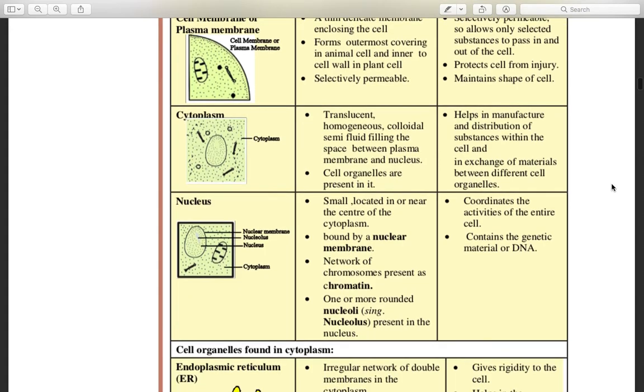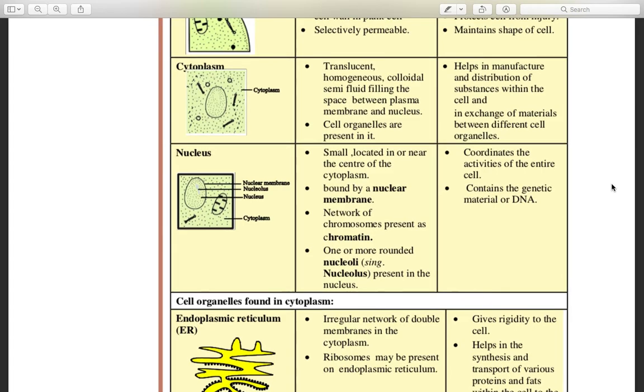The functions are that it helps in manufacture and distribution of substances within the cell, and in exchange of materials between different cell organelles. Different cell organelles, different cell organs, are present inside the cell. So the exchange of materials between them is done through the cytoplasm.